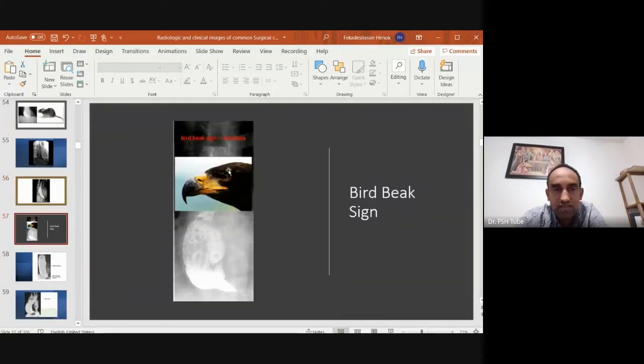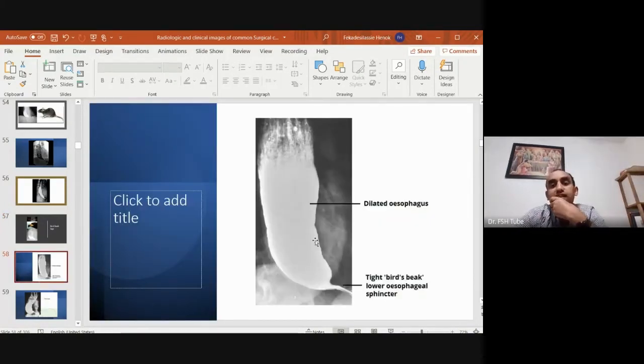So you see, the bird is here. It looks like the beak of the bird. Proximal dilatation, smooth tapering. Typical bird sign, bird beak sign. Achalasia. Dilated esophagus. Tight bird beak at the lower esophageal sphincter.